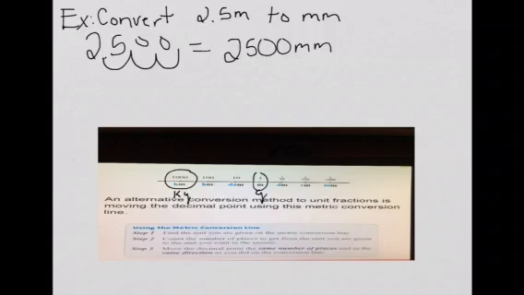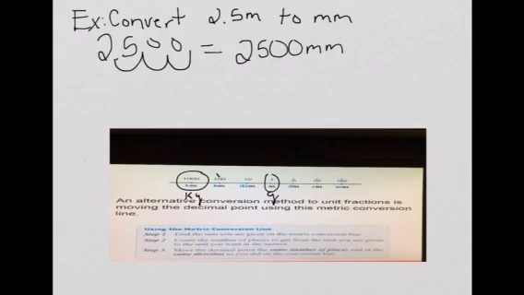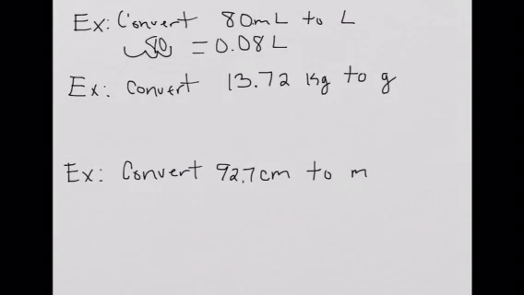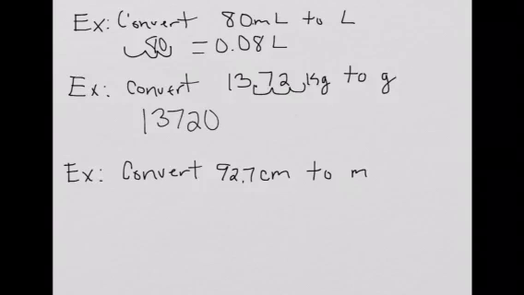Okay, so to get there, we got to move 1, 2, 3 places to the right. So let's go back to our problem now, and we're going to go 1, 2, 3 places to the right. We must plug in a 0 for a placeholder, but we get 13,720 grams.